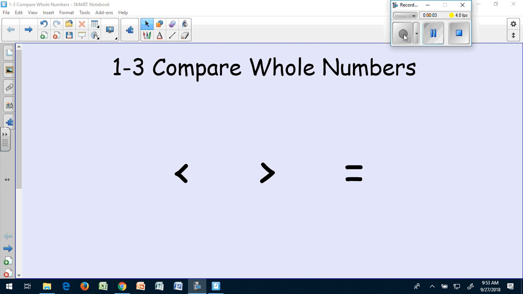Boys and girls, today we are going to work on comparing whole numbers. We're going to be using these three symbols throughout this unit.